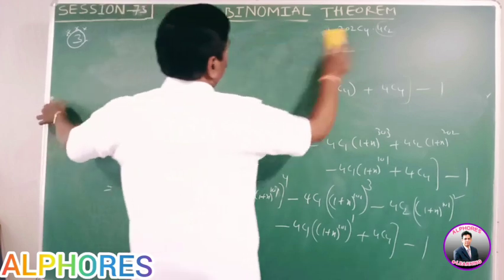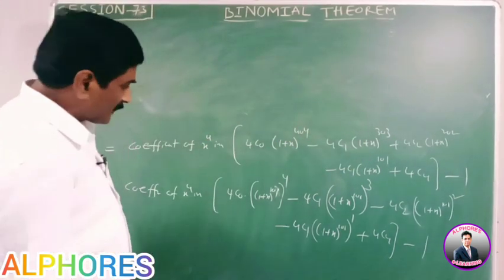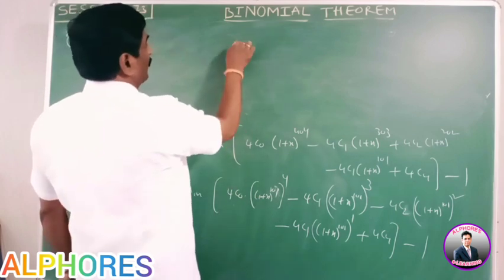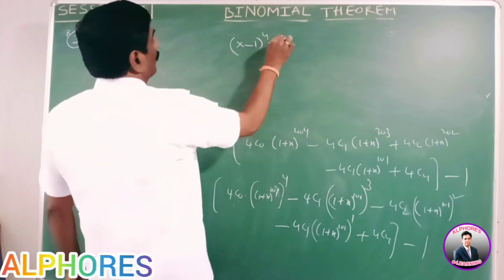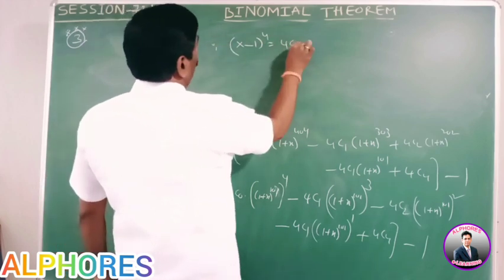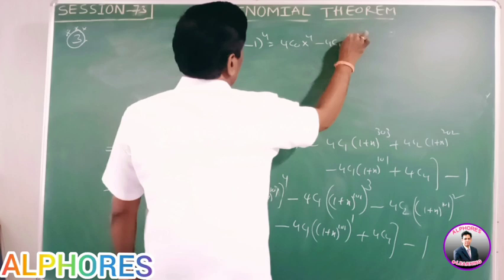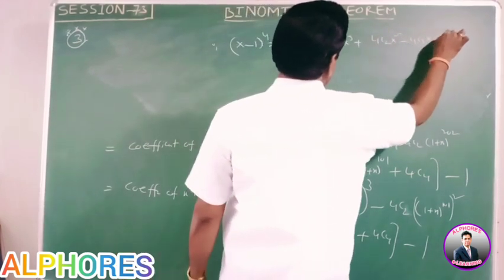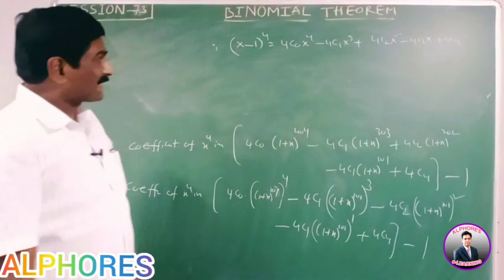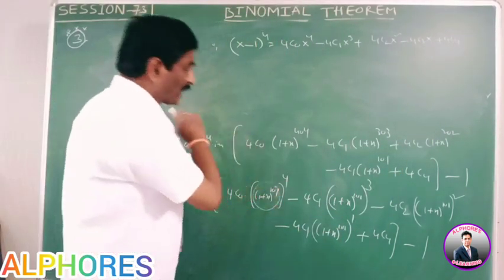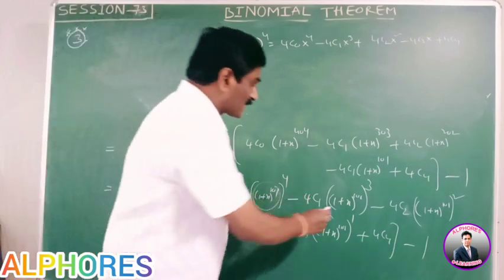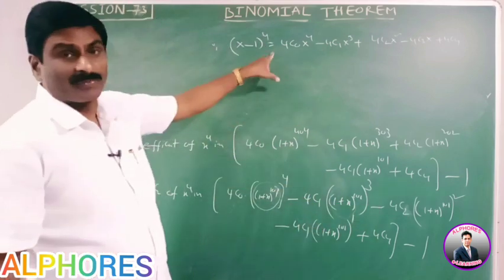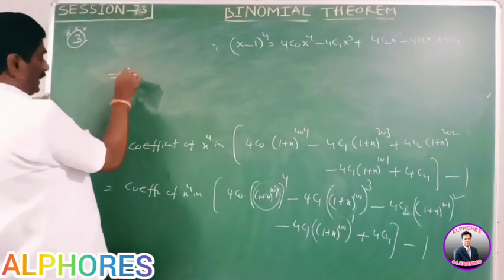Please observe this equation. Suppose the equation is (X minus 1) whole power 4. What is the formula? 4C0 into X power 4 minus 4C1 into X cube plus 4C2 into X square minus 4C3 into X plus 4C4. Any doubt in this value? In this case, capital X means (1 plus x) whole power 101. It is in this form. So that is equal to, this can be written in this way.